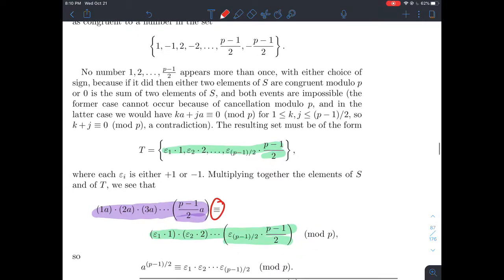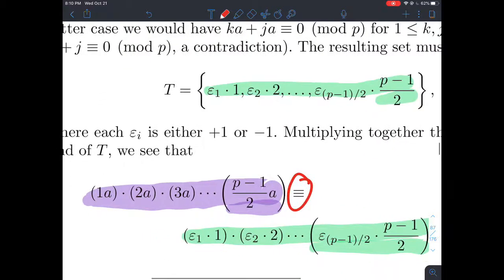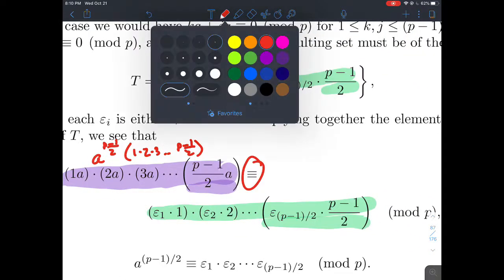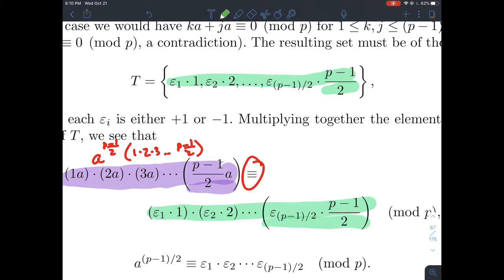But if we think through what's going on over here, I'm going to rewrite this. This is A, and how many times do I multiply A by itself? Well, this number is counting how many times. So this is really going to be A to the (p minus 1) over 2 power, times this product, 1 times 2 times 3, up to (p minus 1) over 2. All right, so why is that cool? Well, because I've got all these 1, 2, 3 up to (p minus 1) over 2 being multiplied on the left. I've also got those being multiplied on the right.